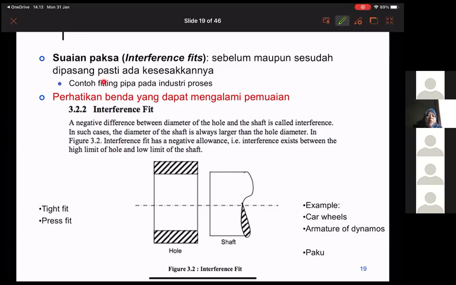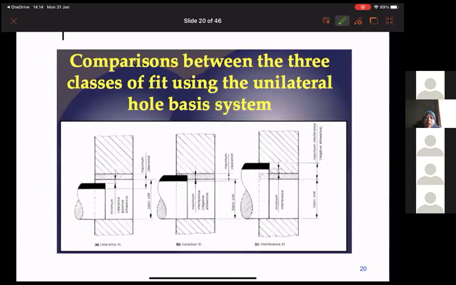For example, when we fit pipes in an industrial process, we have to press them with a hydraulic force, and after that we can't open it. So that's an example of interference fit. Maybe you can see the difference between clearance fit, this is transition, and also the interference.